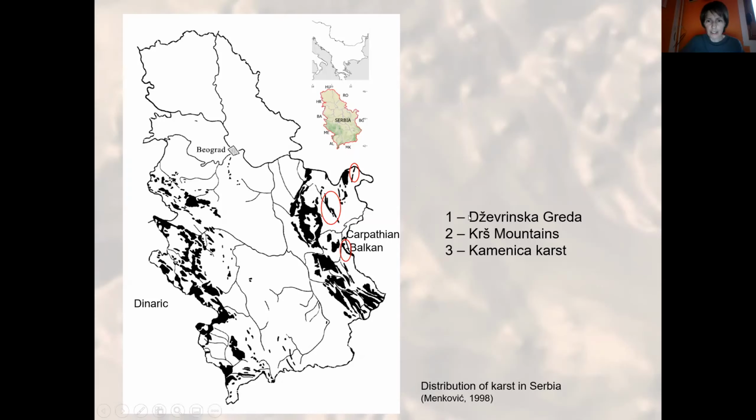And our case studies, first I will show Jevrinska Greda, it is here. Then the mountain range of Krš, which is one of the words for karst. And the third one is Kamenica karst, close to the Bulgarian border.